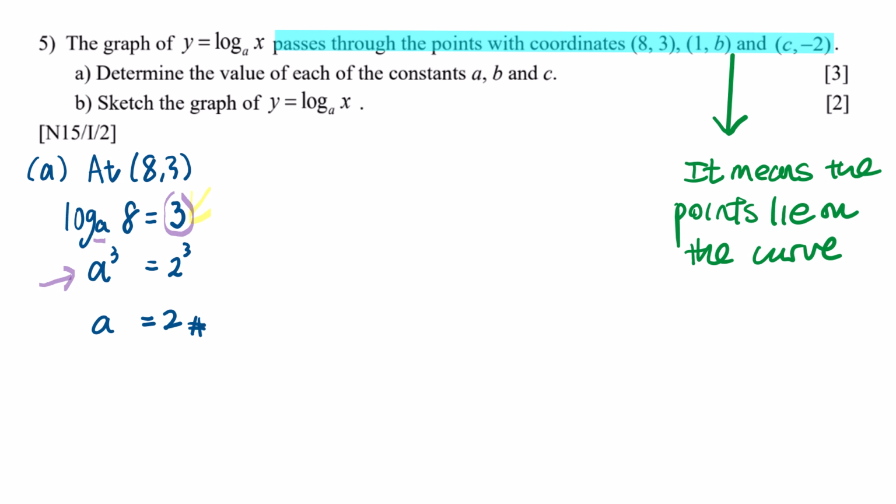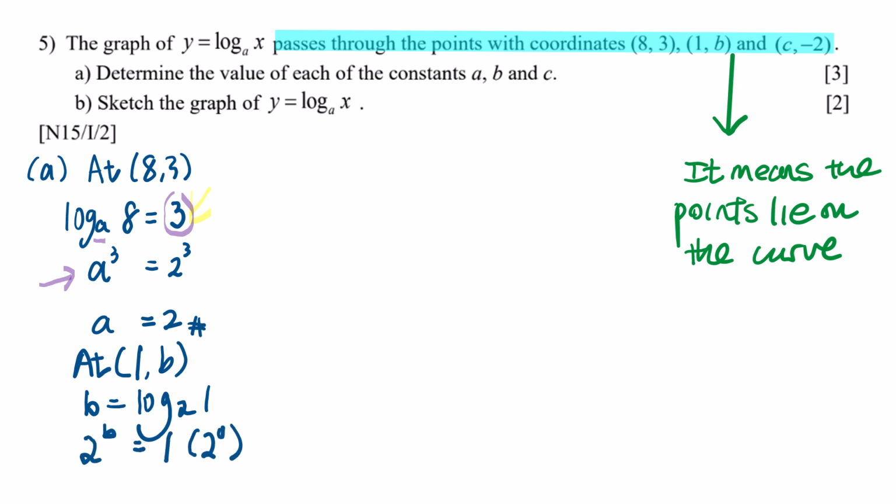And we can use the second point, which is (1, b). We do the similar technique that we've done earlier on, convert from logarithmic form into index form. Here your base is 2, so 2 to the power of b equals 1, and we can actually write 1 as 2 to the power of 0. Anything to the power of 0 gives you 1. So from there you have the same base 2, so therefore b is 0.